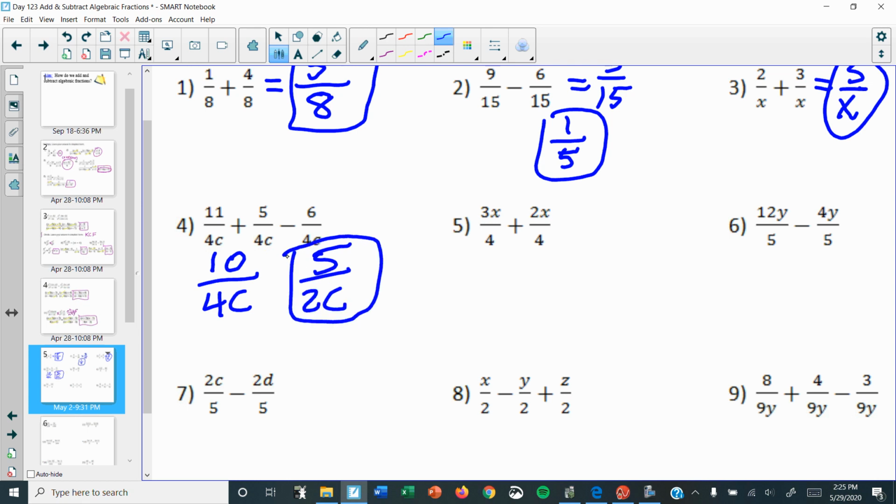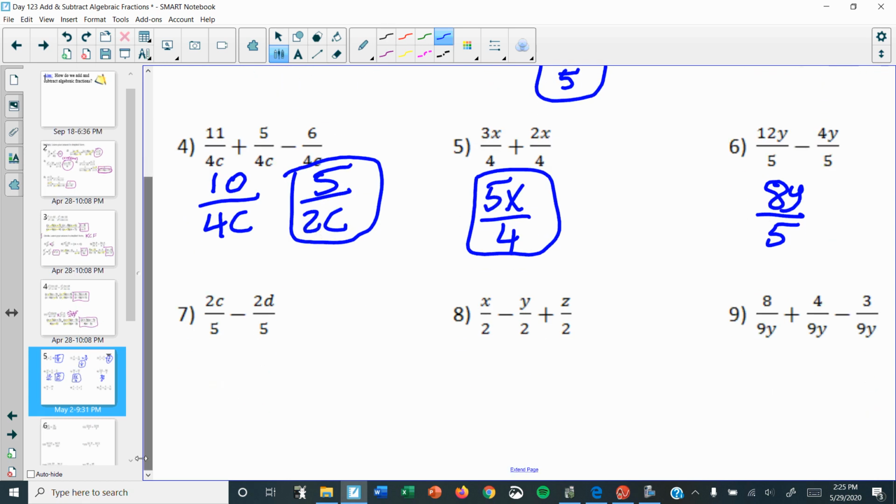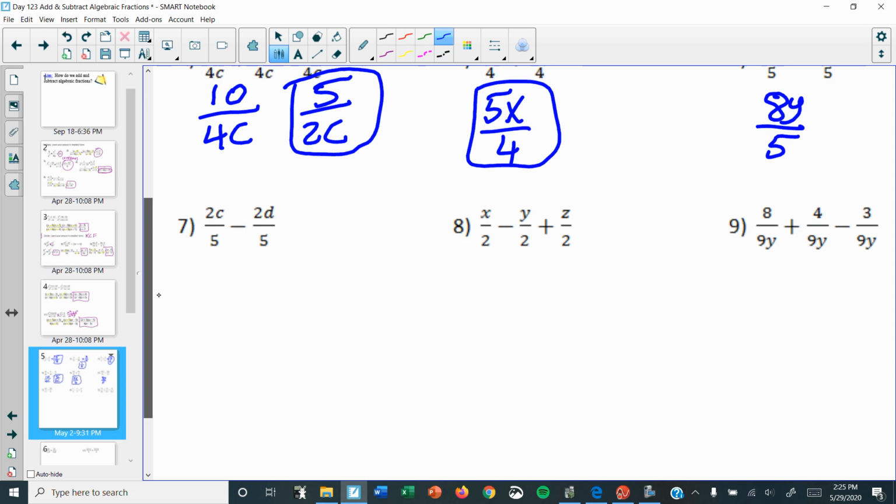Number 5, denominators are the same. Add the top. Keep the bottom the same. I don't know why I keep boxing it. It's kind of obvious what the answer is. Okay, you subtract the top. You get 8y over 5. So obviously I'm going through these kind of fast because these are the easy parts. It's when we get to the harder part that we've got to make sure we're paying attention.